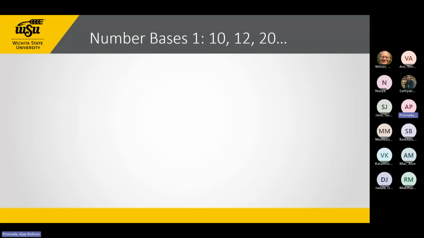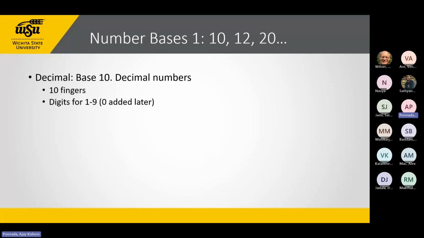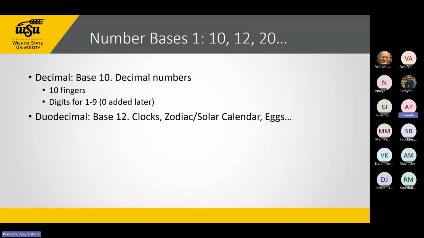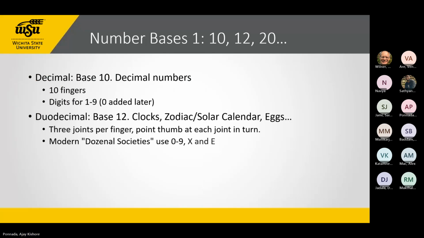Number bases: 10, 12, 20. What's that? Decimal, base 10, digits 0, 1, 2, 3, 4, 5, 6, 7, 8, 9. So 1 to 9, with 0 added later. Duodecimal, base 12. We use it in clocks, zodiac signs, solar calendars, and eggs, a dozen eggs. Three joints per finger: point your thumb at each joint in turn.